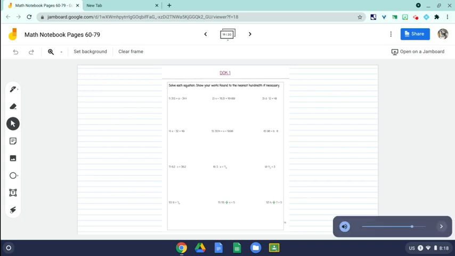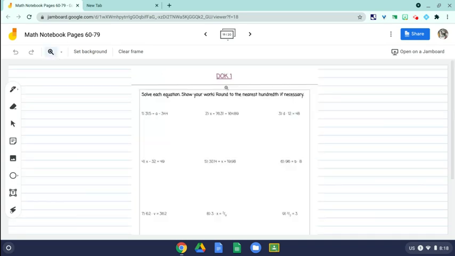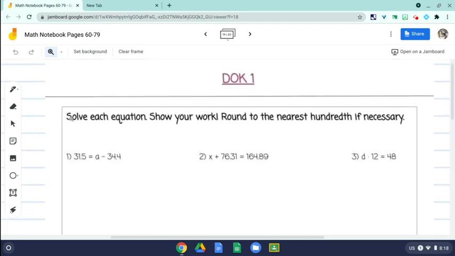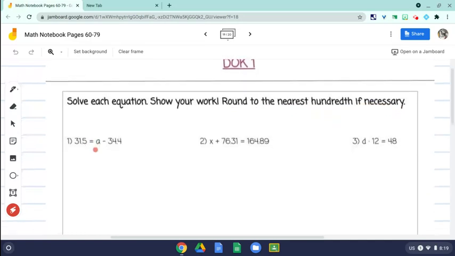Another day of notes with Mr. Jankowski. We're on page 78 of our math notebook, and on this page, we're going to solve some equations. So I'm going to zoom in and take a closer look at page 78. On the instructions, it says at the top, solve each equation, show your work, round to the nearest hundredth if necessary. So we know we're going to be dealing with some decimals here, probably.